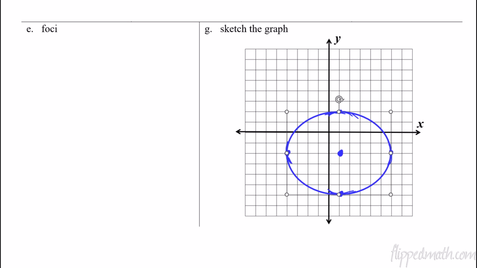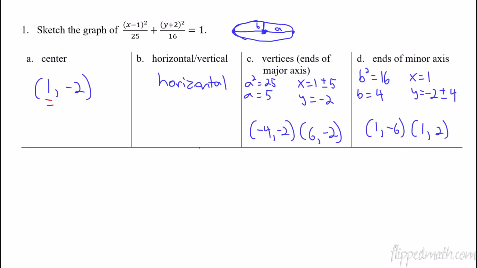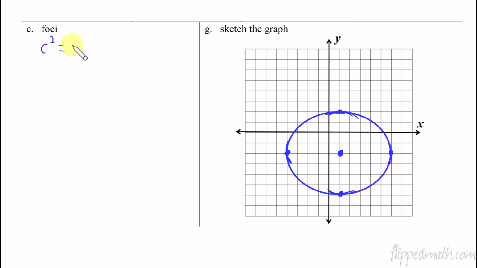Now, where are the foci for this thing? So the foci are at, remember this is where we use c. So we're going to have c squared equals the big one minus the small one, the small denominator. So what were those? They were 25 and 16. So c squared is equal to 25 minus 16. C squared equals 25 minus 16 is 9. Therefore, c is equal to 3.